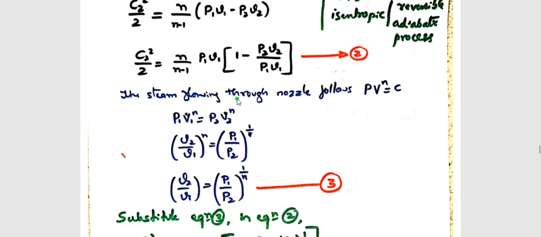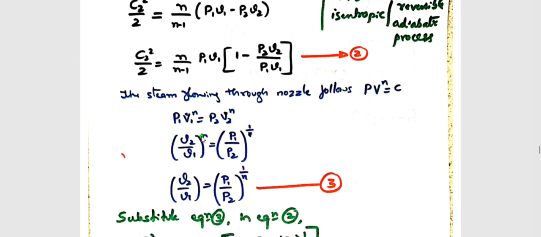Now the steam flowing through the nozzle follows PV to the power of n is equal to constant, because in the topic itself he has given: derive an expression for maximum discharge of nozzle for an isentropic flow. Isentropic is nothing but reversible adiabatic. So PV to the power gamma is equal to constant, or PV to the power n. So here at inlet I have written P1 V1 to the power of n. At outlet you apply the same equation, P2 V2 to the power of n.